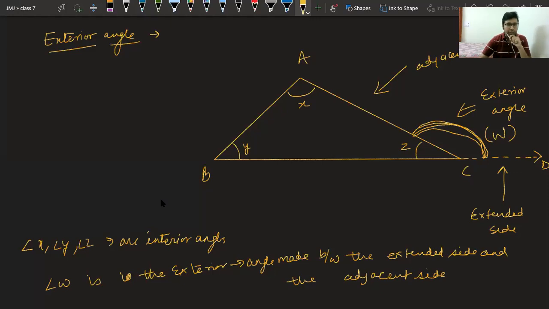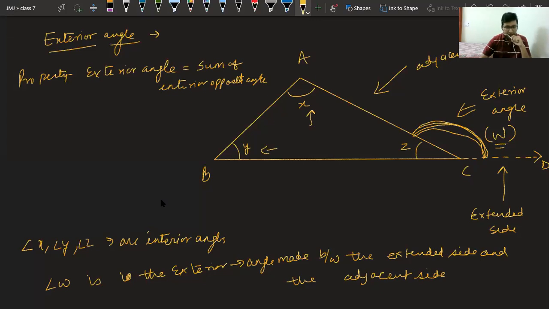We have seen the property that the exterior angle of a triangle is equal to the sum of interior opposite angles. If you observe, for this angle W, angle X and angle Y are the interior opposite angles. So we can say angle W is equal to angle X plus angle Y. I hope it is clear to all of you.